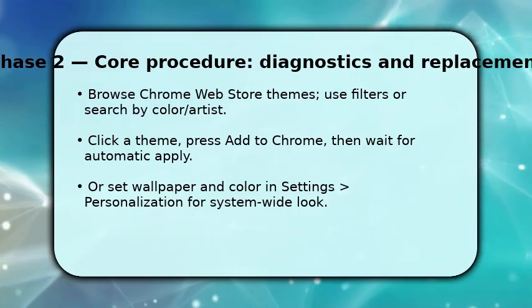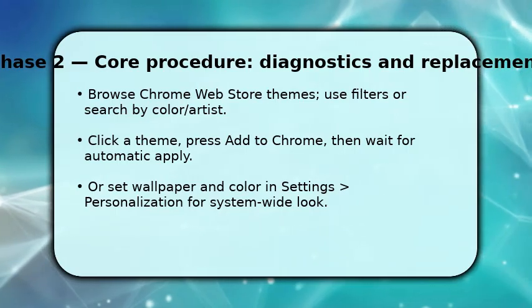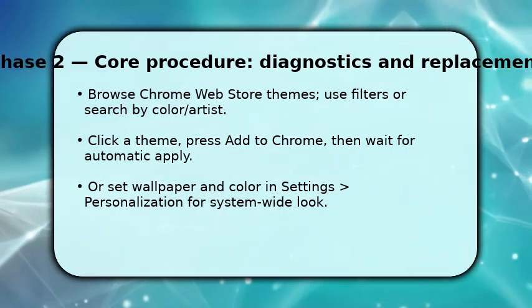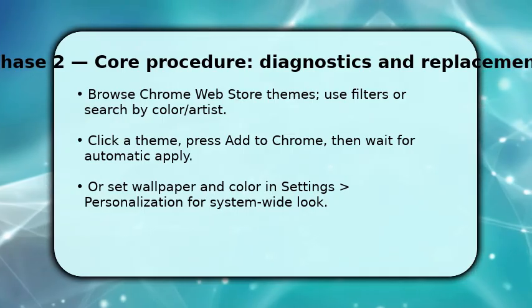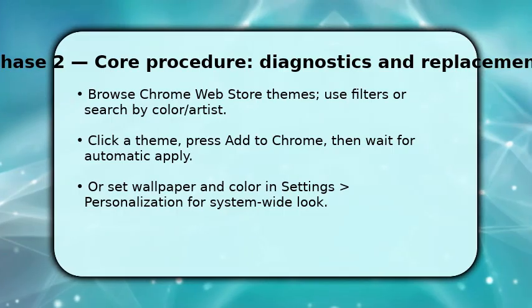If you prefer system-wide appearance, open Settings Personalization, choose Wallpaper, and pick a color or image. This affects shelf and lock screen too. Make sure to test light versus dark mode. You'll understand the difference. Web Store themes alter Chrome UI.